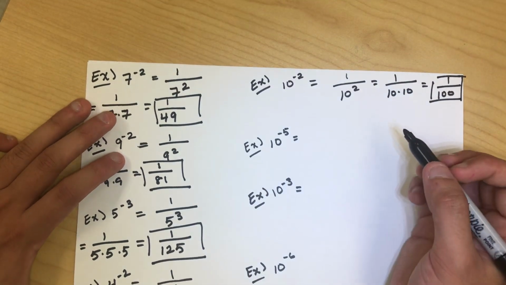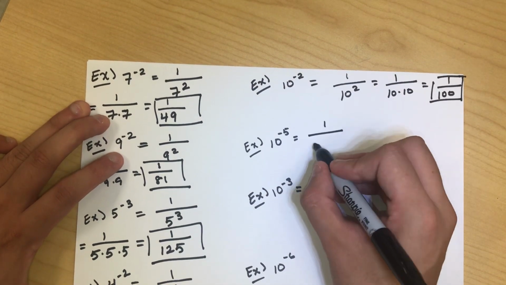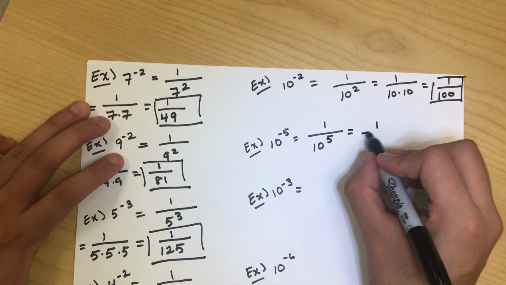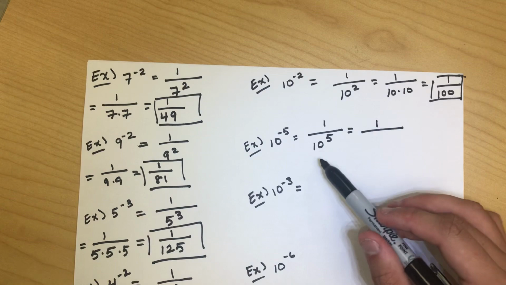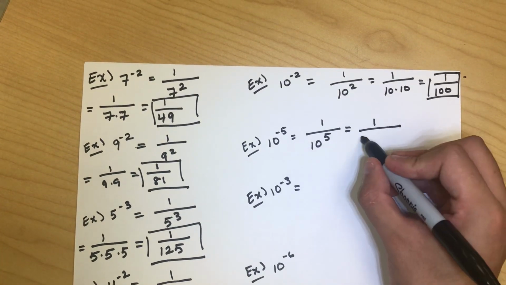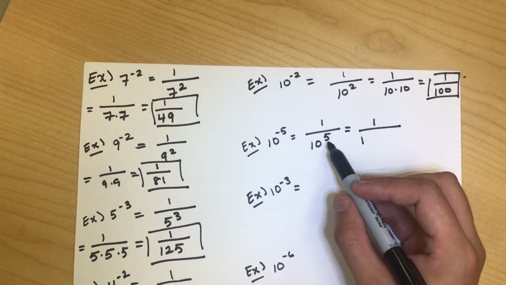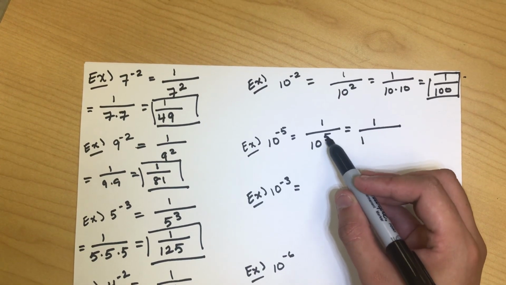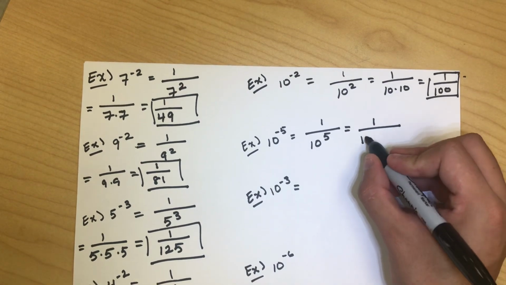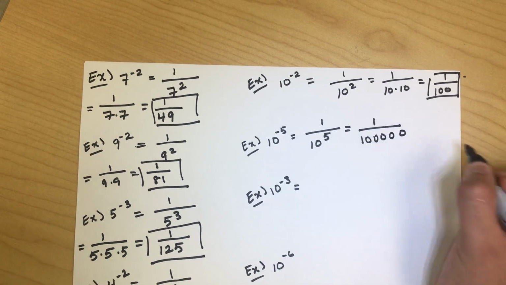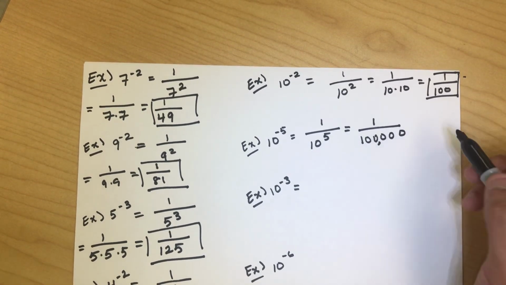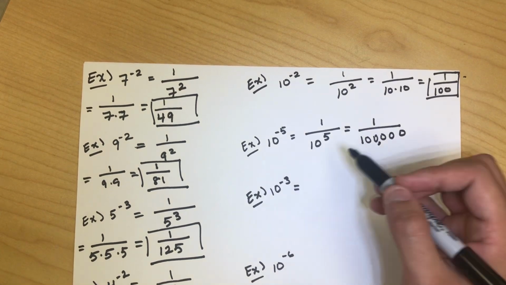10 to the negative 5 is going to be 1 over 10 to the 5th. There's a nice little trick for the tens when you raise the tens to a positive power. All you have to do is put down the 1, and whatever the positive exponent on the 10 is, in this case it's a 5, you put 5 zeros. 1, 2, 3, 4, 5. And you put your commas. Always start your commas going from right to left. So 1, 2, 3, comma. 1, 2, 3, comma.